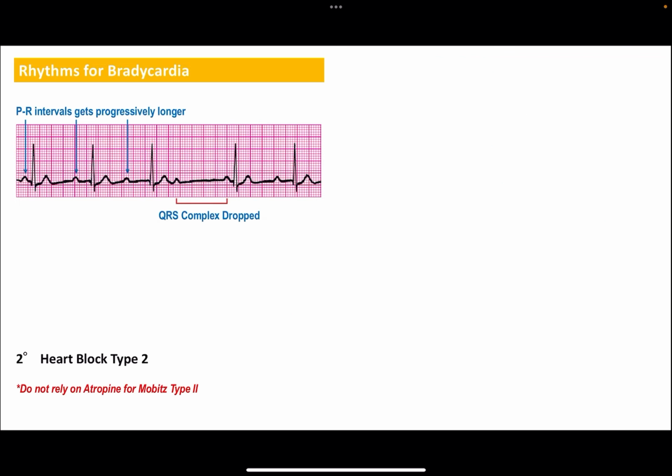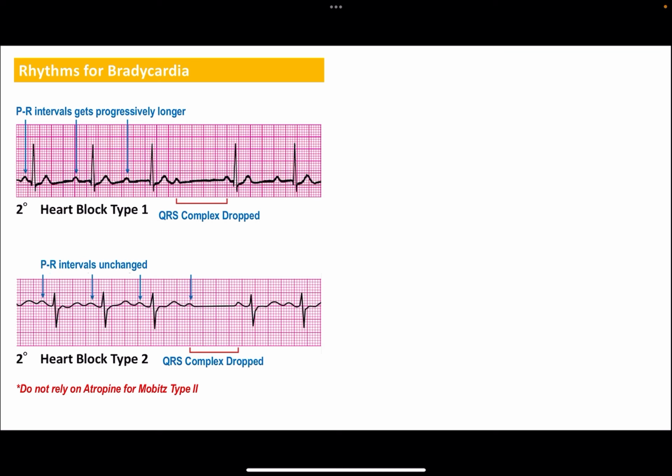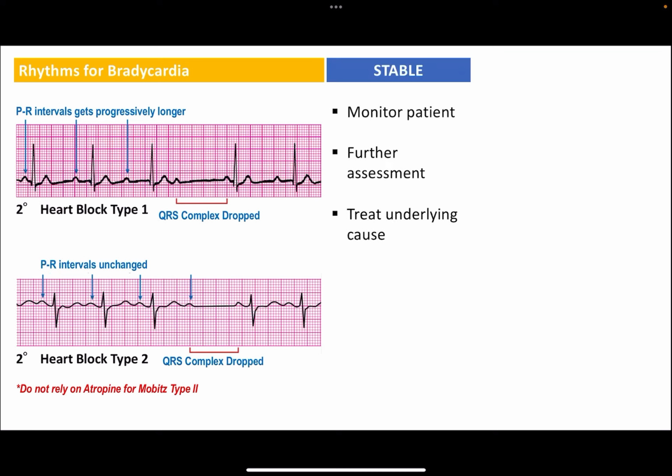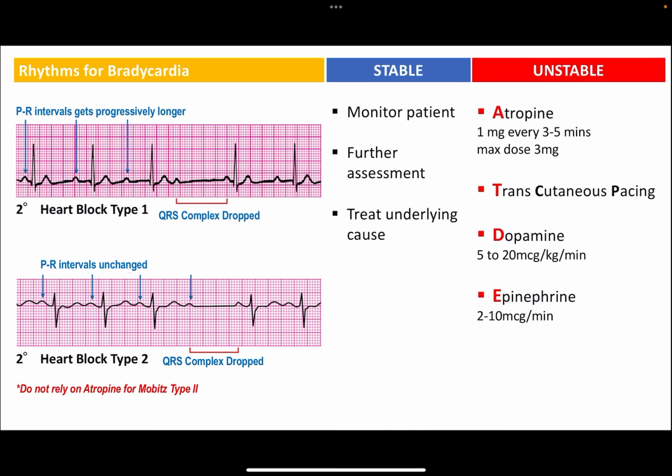If your patient presents with second degree heart block type 1 and second degree heart block type 2, if the patient is stable, don't do anything. If the patient is unstable, same thing, all trained dogs eat. Atropine 1 milligram every 3 to 5 minutes, max dose of 3 milligrams. Transcutaneous pacing, dopamine, and epinephrine.